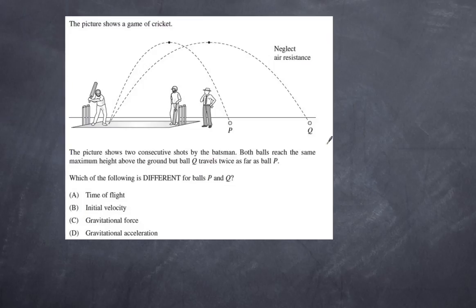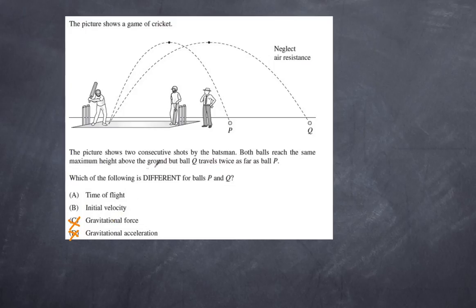I've said time and time again the acceleration is constant no matter what. Therefore, since these balls are identical in mass, we can say the gravitational force on these balls is exactly the same. Therefore, also the gravitational acceleration of these balls is exactly the same. The answer is not that they're different, so C and D are automatically excluded. But what about the time of flight and the initial velocity?